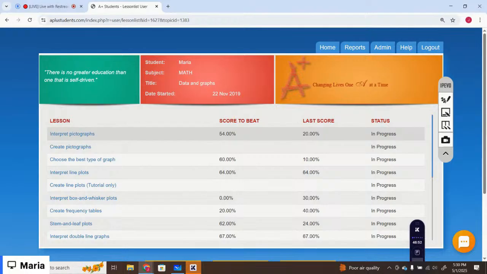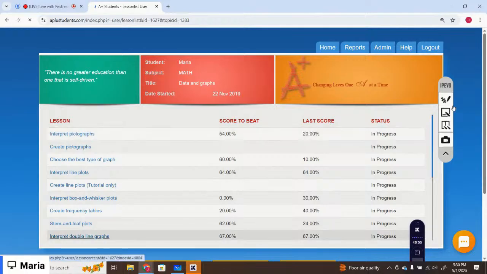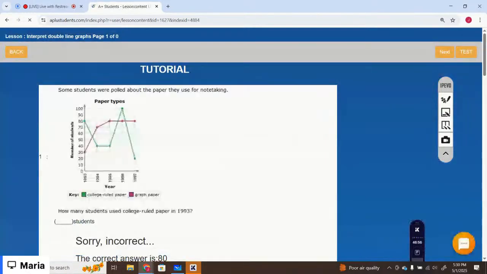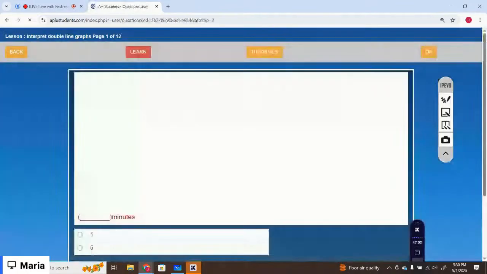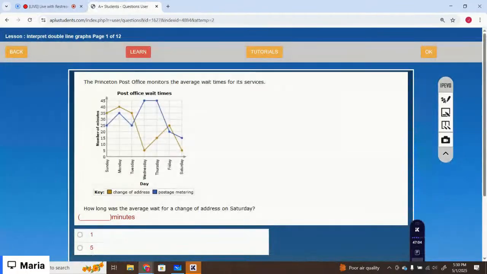The next lesson is interpret double line graphs. Let's just start with the test questions so that we can do more practice questions. The Princeton Post Office monitors the average wait times for its services. How long was the average wait for a change of address on Saturday? So the blue is the change of address. Here is Saturday, and on Saturday it is 5 minutes. Option number two is the correct option.